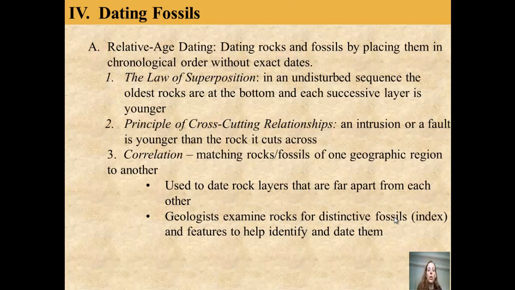And then correlation, which is matching rocks and fossils of one geological region to another. So correlations are used to date rock layers that are far apart from each other geographically. And geologists examine rocks for distinctive fossils, again, those index fossils, and other features to help them identify and date these different layers. So that's relative age dating. It doesn't give us an exact time period, but it gives us an idea.